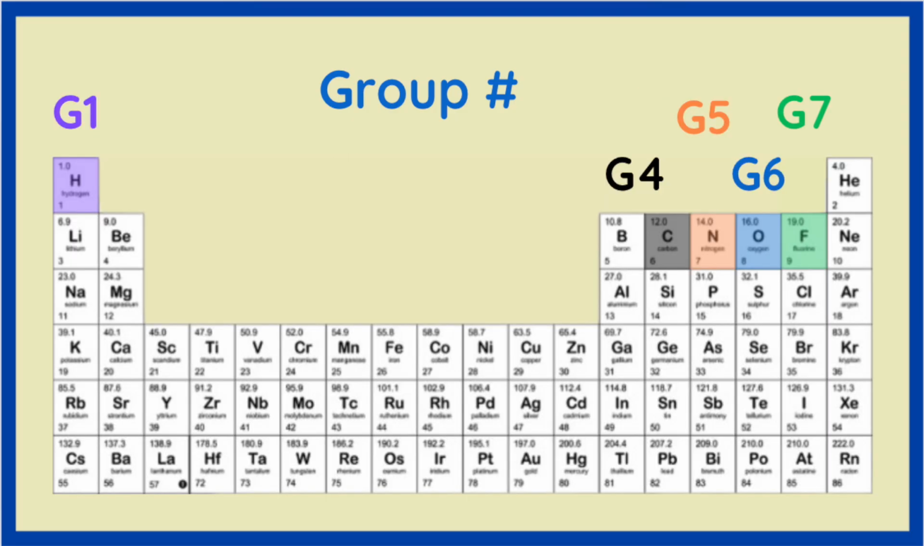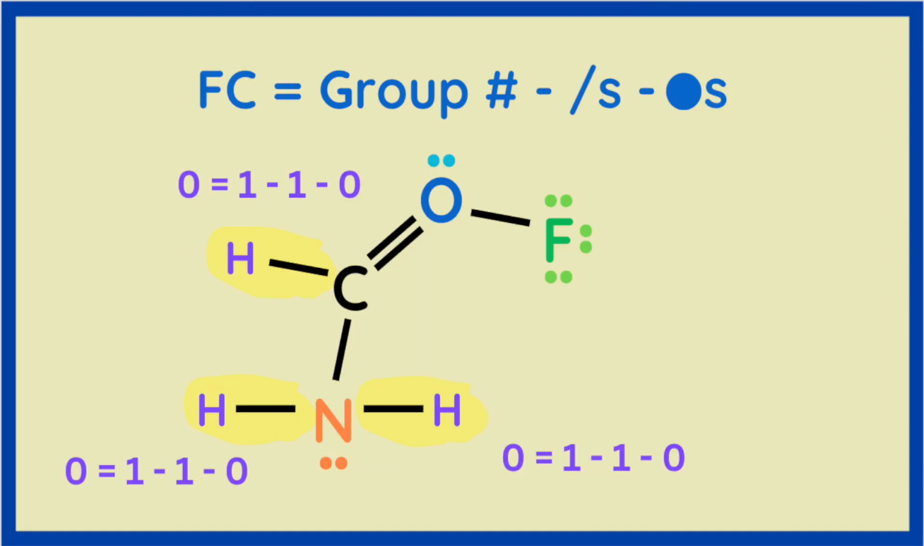Let's make sure we know what the group number of each of these atoms is. Hydrogen is in group 1, carbon's in group 4, nitrogen group 5, oxygen 6, fluorine group 7. All three of our hydrogens have a formal charge of 0 because hydrogen's in group 1 and each has a single stick with no dots.